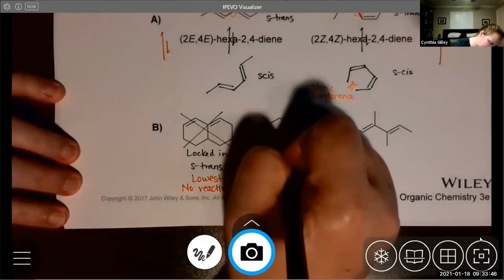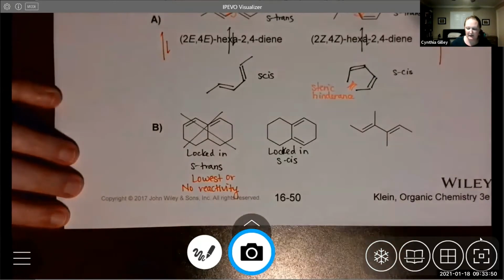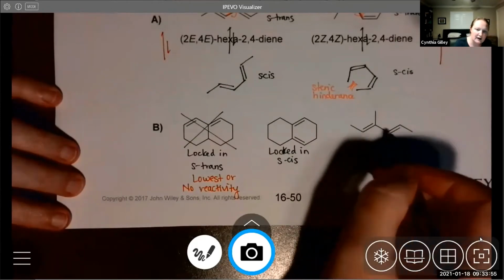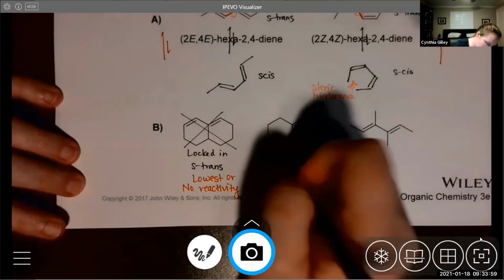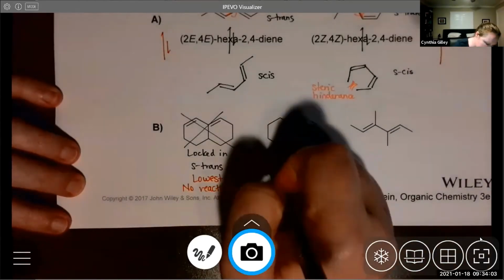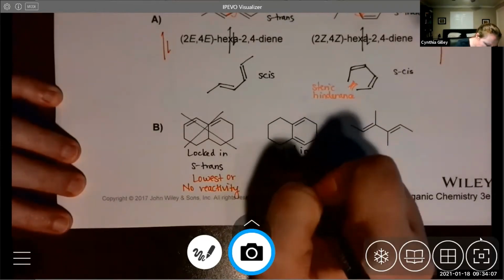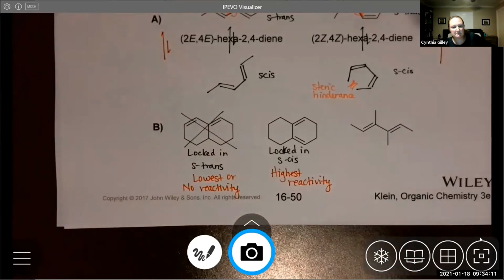And that means that it's always in an S-cis conformation, so it's going to react very quickly. In comparison to that, this one is not locked in an S-cis conformation. So even without rotating this into an S-cis conformation, I can already tell this one is definitely going to have the highest reactivity because it's always in an S-cis conformation.